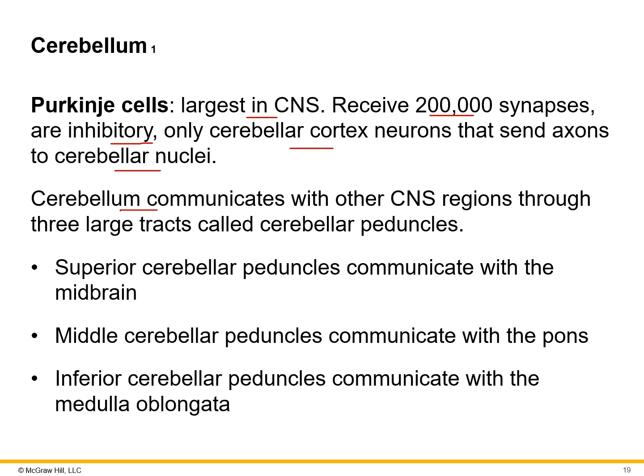And then the cerebellum helps to communicate with other CNS regions through 3 main tracts that make up what are called peduncles. So the superior peduncle communicates with the midbrain. The middle peduncle communicates with the pons, which is in the middle. And then the inferior communicates with the medulla. So that makes sense because they go in order. The upper peduncle communicates with the upper part of the brainstem, which is the midbrain. Pons is in the middle, so the middle peduncle communicates with it. Medulla is on the bottom, so the inferior communicates with it.